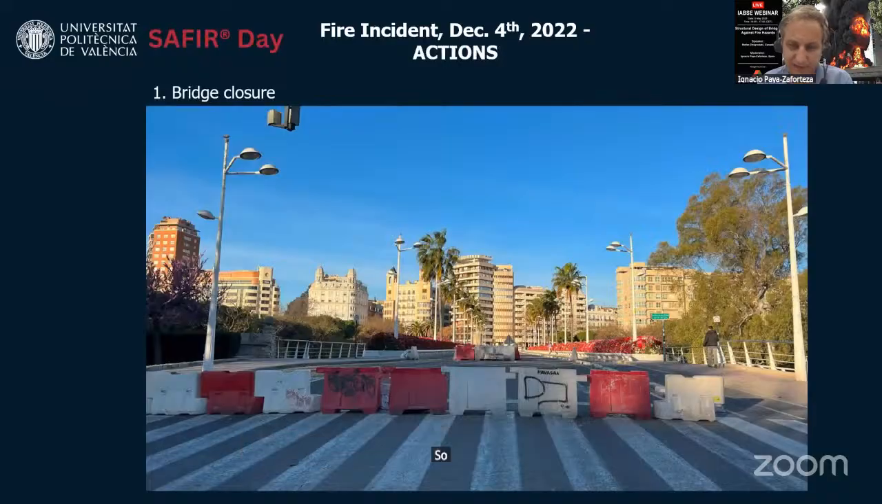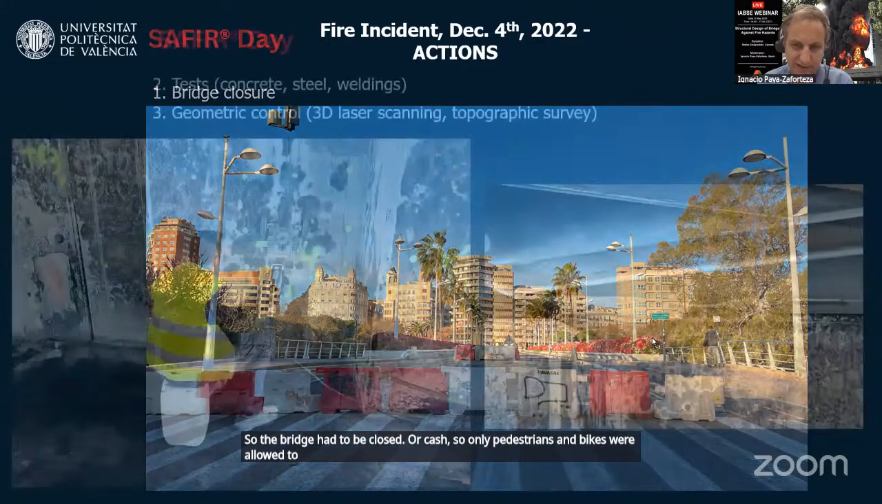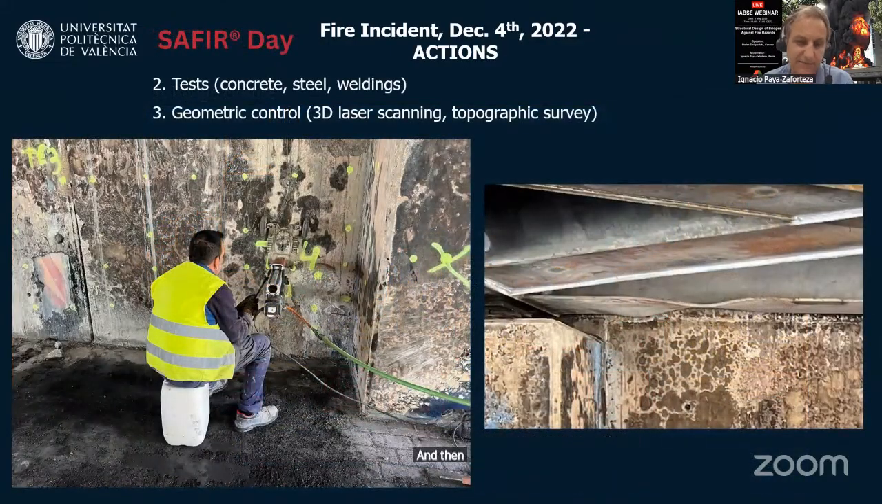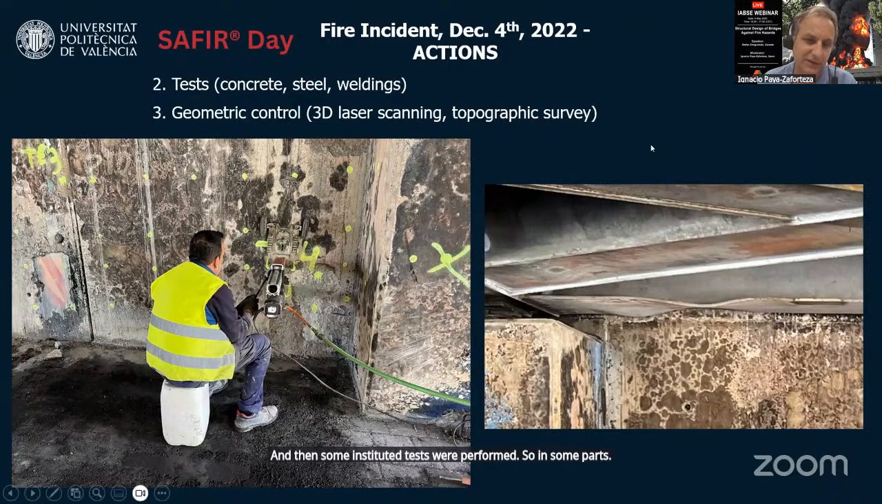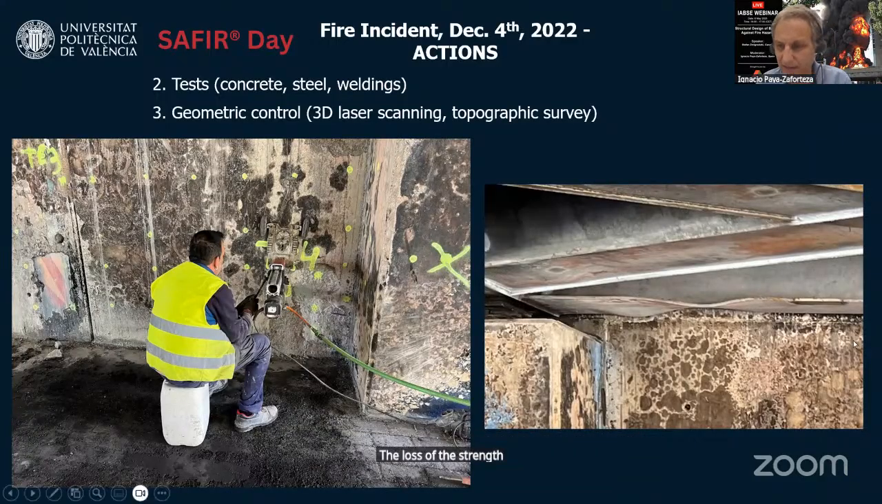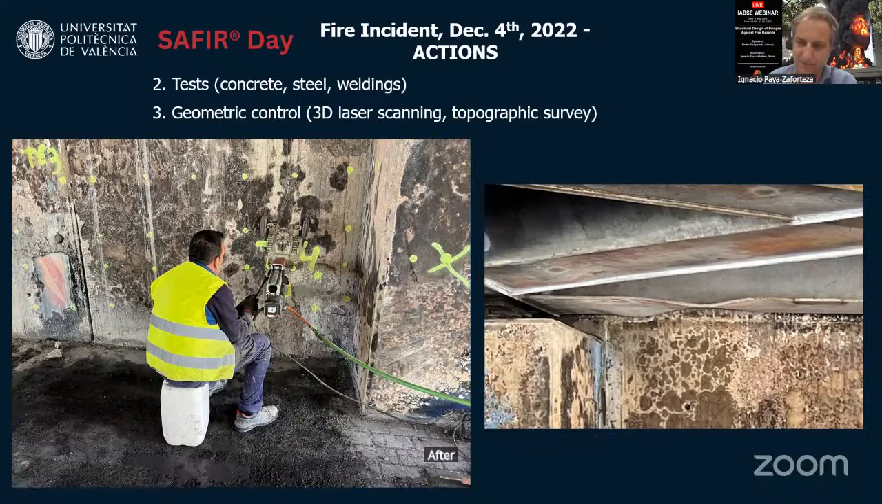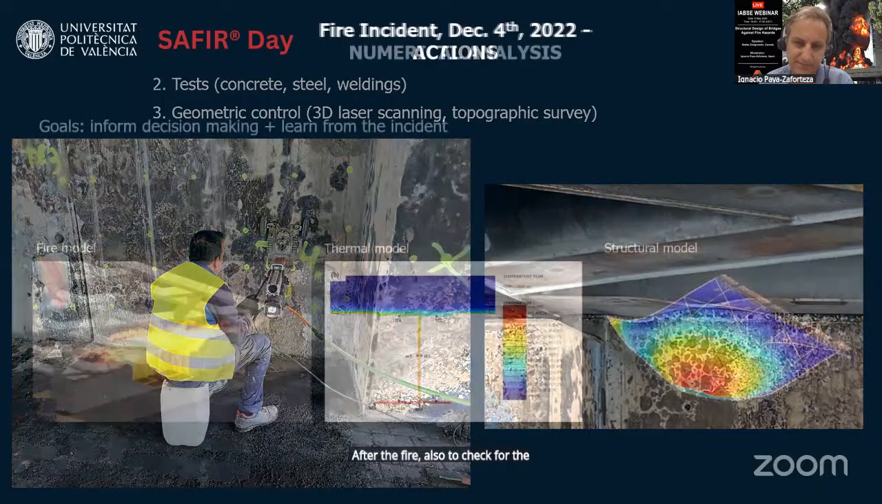So the bridge had to be closed for cars, so only pedestrians and bikes were allowed to cross the bridge. And then some in situ tests were performed. So in some parts, concrete cores were extracted to see if the concrete had been affected by the fire, the loss of strength. Also, some samples were taken from the steel girders in order to check the resistance of these girders after the fire, also to check for the ductility.